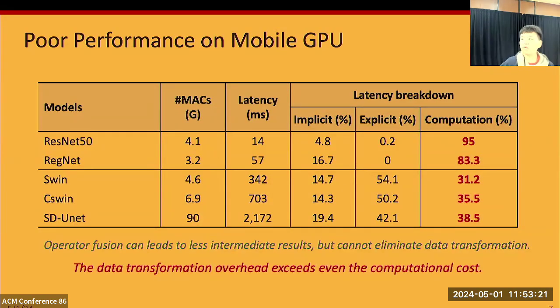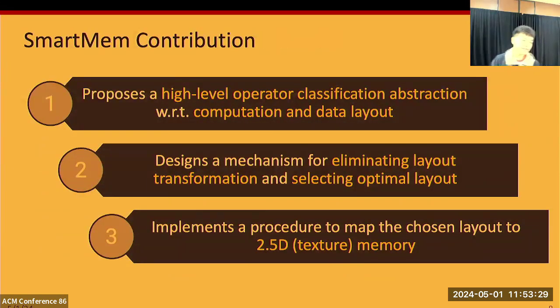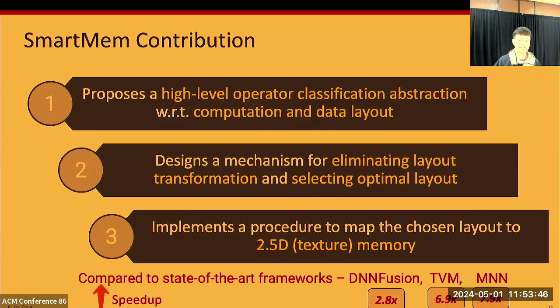So this is what, in this paper, we addressed: to fully eliminate the layout transformation overhead. So here come our contributions. We propose a high-level operator classification to unveil the relationship between the computation and data layout, and also design a mechanism to eliminate the layout transformation and implement this on real smartphone devices and achieve a significant speedup.